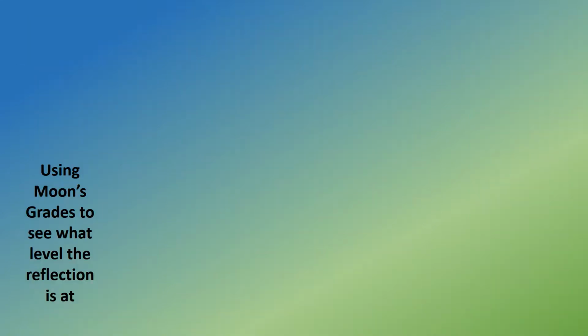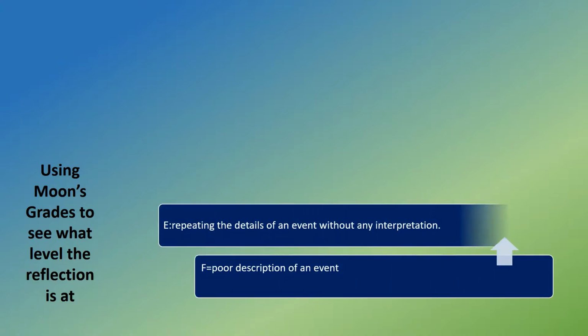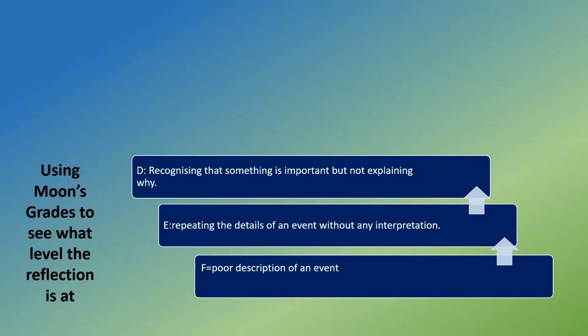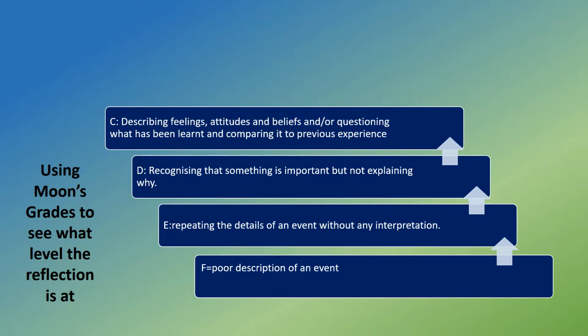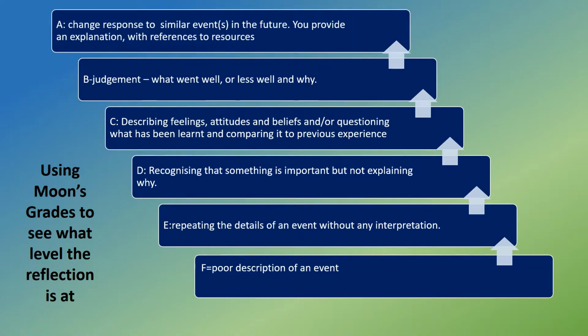We also looked in the previous video at how to grade reflection, starting at a simple description of an event, then with added interpretation, then recognising that something's important but not being able to explain why, at a higher level describing feelings, attitudes, beliefs, questioning and comparing. At a higher level there's judgment of what went well and what went less well and why, and at the highest level there's a change towards the future in relation to similar events, and there's an explanation in the context of references or resources.